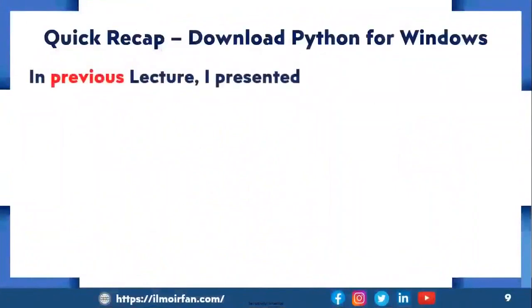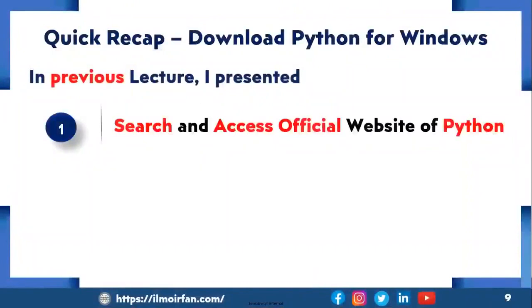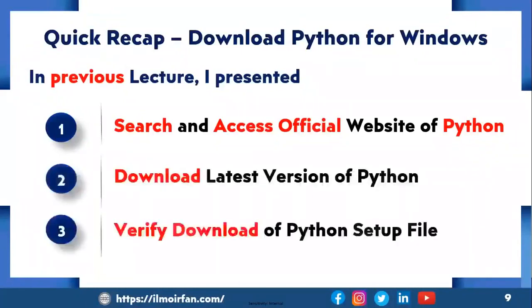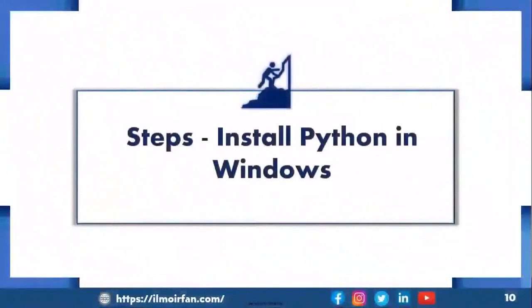In the previous lecture, I presented number 1, search and access official website of Python. Number 2, download latest version of Python. Number 3, verify download of Python setup file. Inshallah, in the next slides, I will present a simple and step-by-step process to install the latest version of Python in Windows operating system.